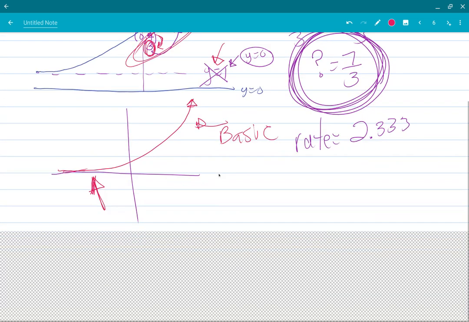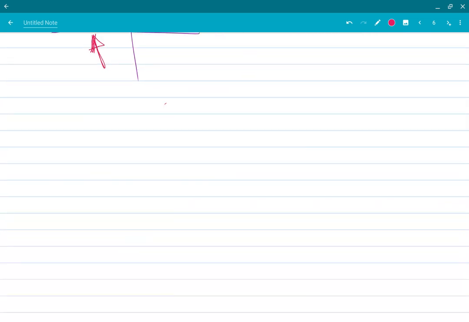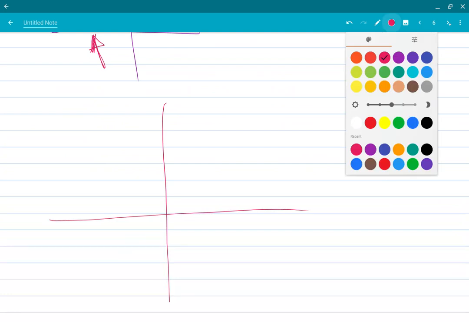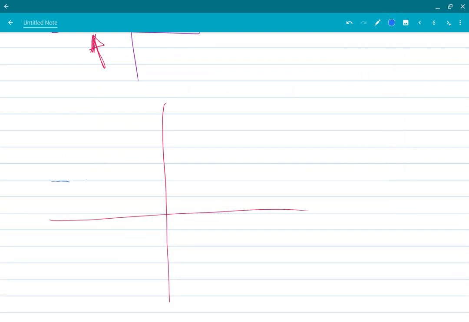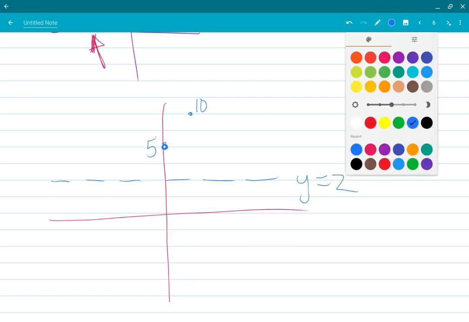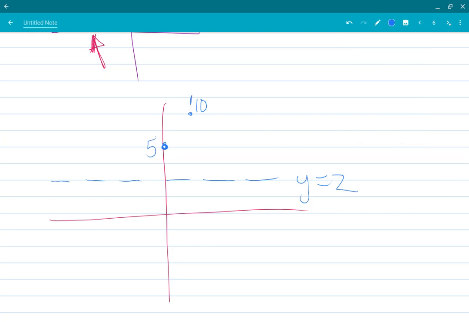All right, we'll try another one together, all right? So this time, I want this graph to almost hit 2, right? I want it to hit at 5, and then the next one I want it to be at 10, right? So it's going to be 1 comma 10, right? So I want the graph to look like this. I want it to almost hit y equals 2. It's going to hit 5. It's going to hit 10, and then it's going to go straight up.